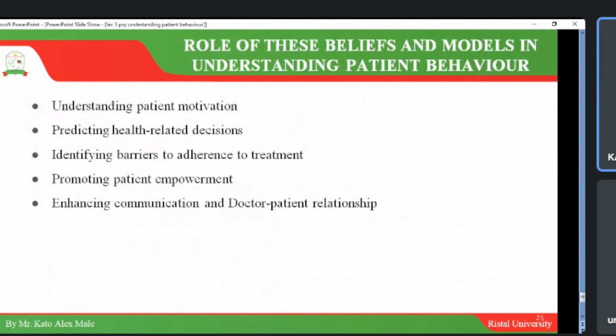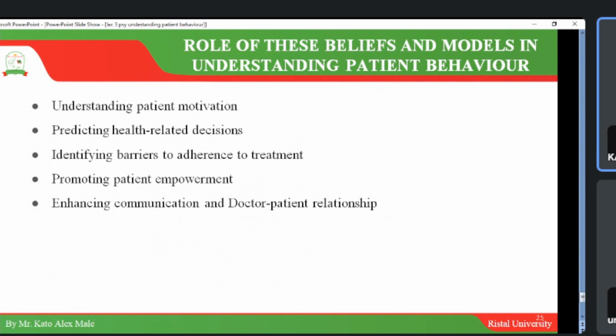Then perhaps the last slide, we are talking about the role of these beliefs and models in understanding the patient. How are they helpful? First of all, they help us understand patient motivation. What motivates patients as far as certain treatments are concerned. You get it? Then they can also be used in predicting health-related decisions. We can predict what an individual shall decide when we are basing on these models.